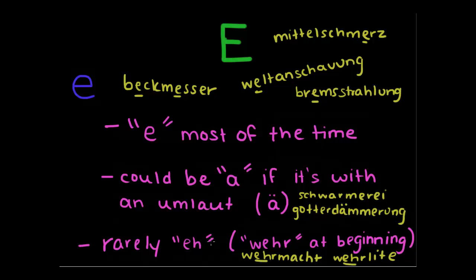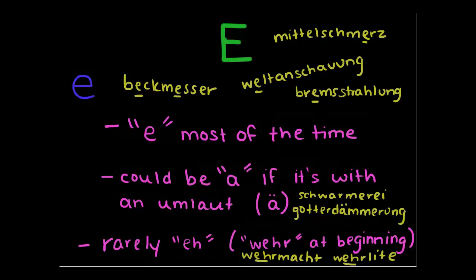So this is the least common spelling. It's just going to happen with words with Wehr at the beginning. The next most common would be A with the umlaut, which again doesn't happen very often, but it could, so better watch out for that. Schwärmerei and Götterdämmerung. And the most common way to spell it would be with an E, as in these four words: Beckmesser, Weltanschauung, Mittelschmerz, and Bremsstrahlung. So E most of the time, probably the best way to spell the word.